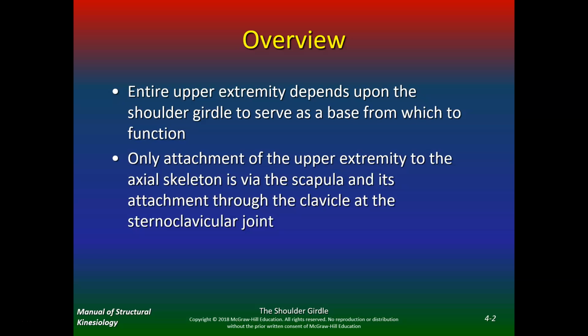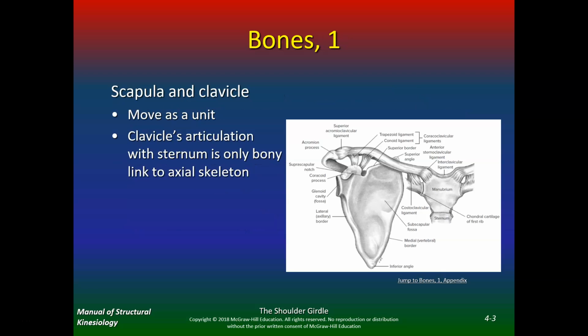And anyone that's a pitcher or overhead athlete, you know that you've had some kind of shoulder issue in your career. And a lot of times it comes down to scapular stability. Now, the bones that are related to this are the scapula itself, which is this, and the clavicle. So it moves as a unit. The clavicle's articulation with the sternum is the only bony link to the axial skeleton. It's amazing, right? This little bony link right here is the only attachment to the axial skeleton.